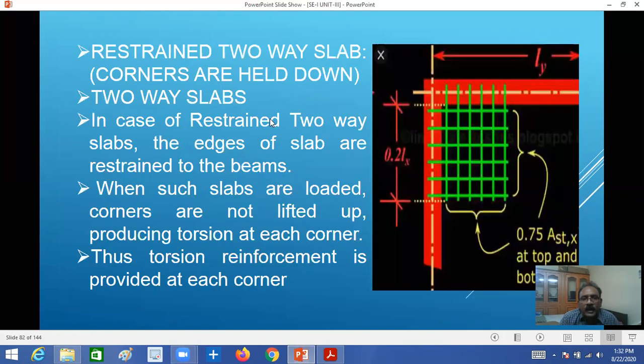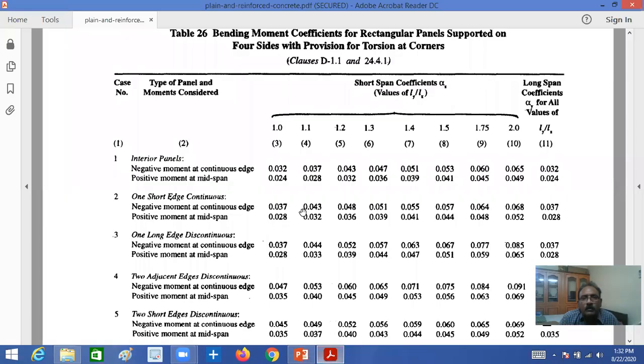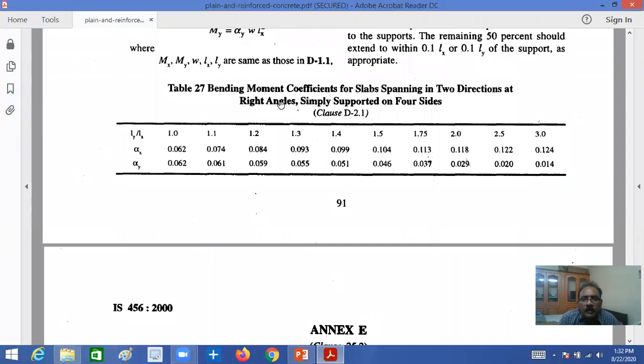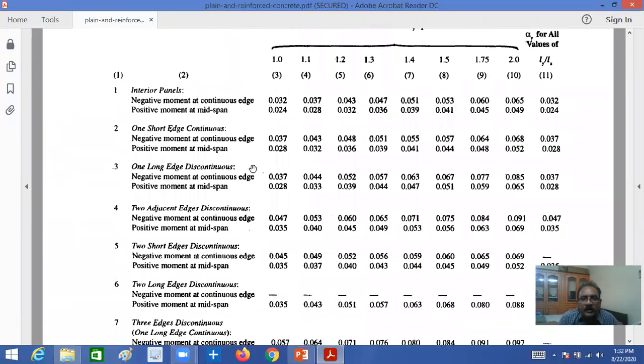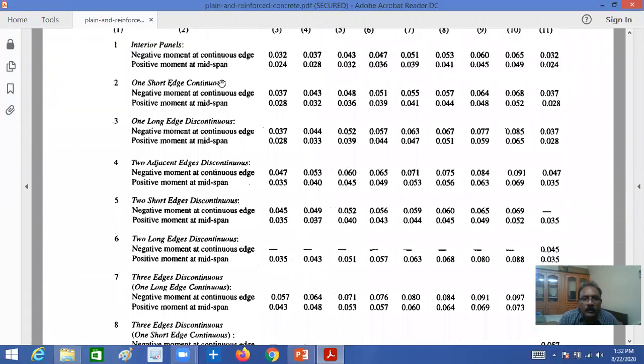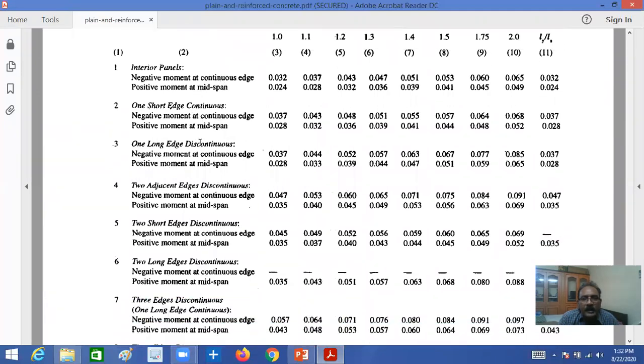These are the simply supported slabs and continuous slabs. This is a very important table for you: bending moment coefficients for rectangular panels supported on 4 sides with provision for torsion at corners. This is a direct table: bending moment coefficients in 2 directions for simply supported on 4 sides where corners are not held down. Here conditions may be different. For the middle strip, you don't have negative moment here; for 4 sides continuous you have different values. Okay, there are 9 types of interior panels. Now you will get negative and positive moments.